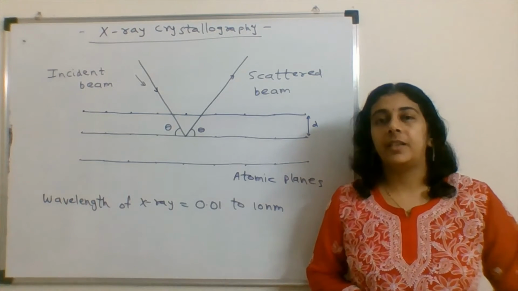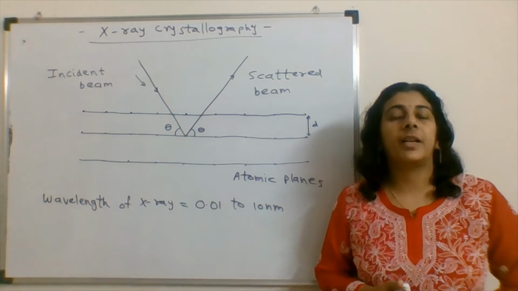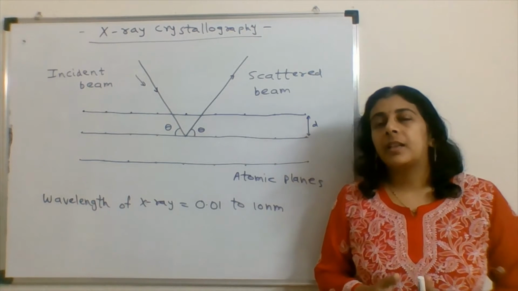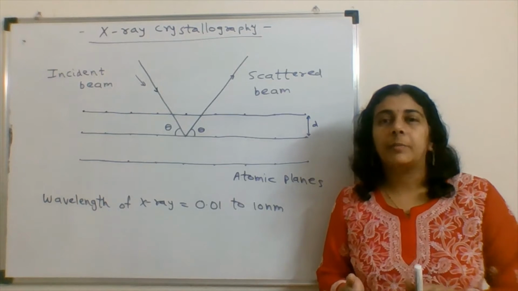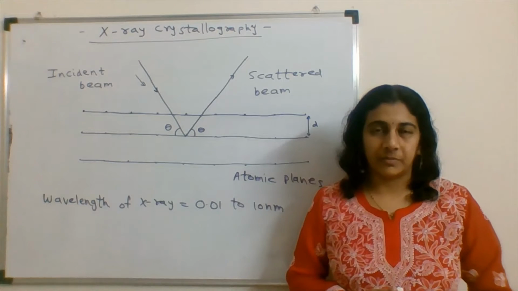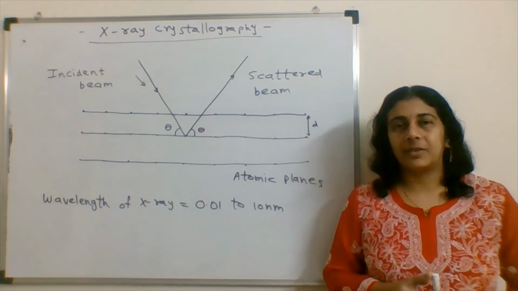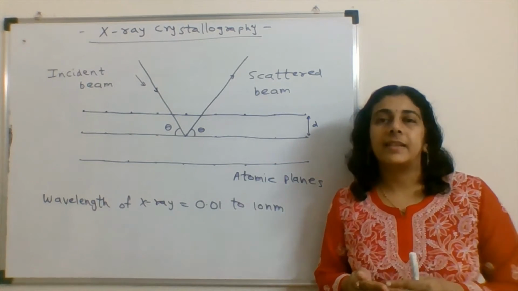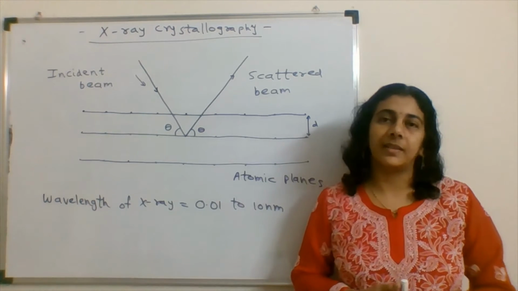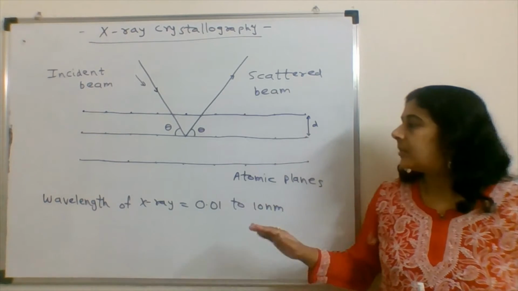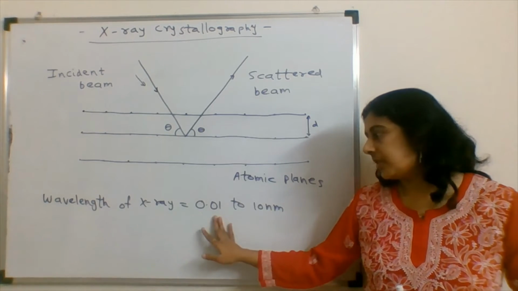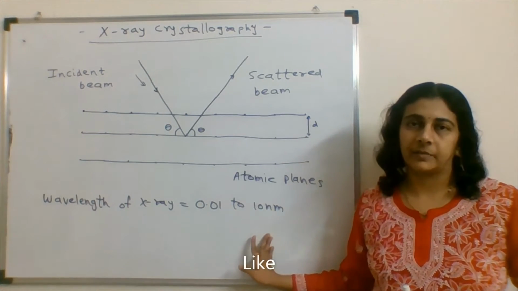X-ray crystallography is the technique which is used to determine the structure of protein or nucleic acid also. Here the compound whose structure has to be determined is taken in a crystalline form. And why X-rays are used? Because X-rays have a wavelength similar to the interatomic distance in a particle. So here I have written the wavelength of X-ray. It is 0.01 to 10 nanometer.